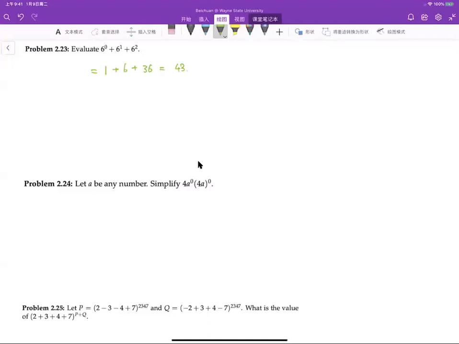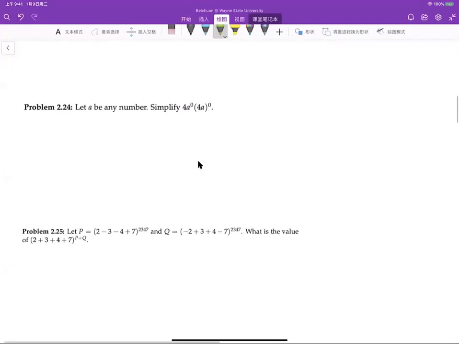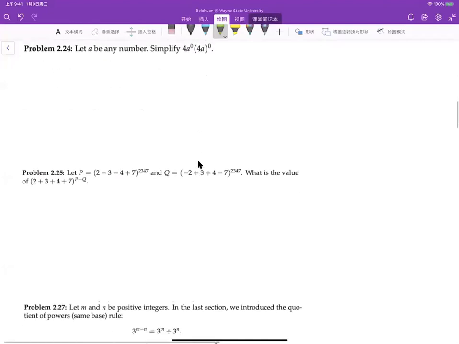Right, so then let's look at 2.24. Let a be any number, then simplify the expression. So anyone has an idea for 2.24? All right. I'm William. Oh, William. Okay, go ahead. William will do it. Go ahead.